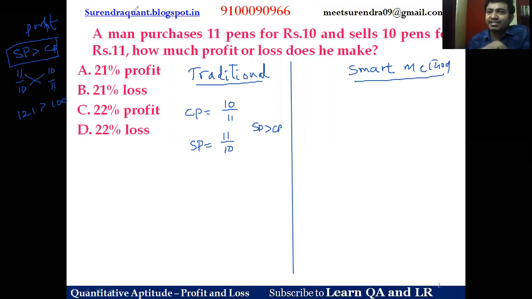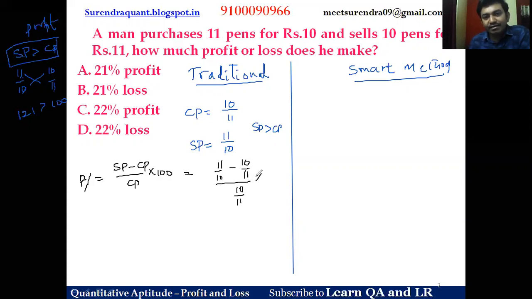Now we know the basic understanding of profit percentage. Profit percentage equals (SP minus CP) by CP into 100. This is equal to SP is 11 by 10 minus CP is 10 by 11, by CP, which is 10 by 11, into 100. If you take the LCM, 11 into 11, 121, 10 into 10, 100. So 121 minus 100, 21 by 10 into 11. This is the numerator part. And the denominator, if you inverse, will become 11 by 10 and into 100.